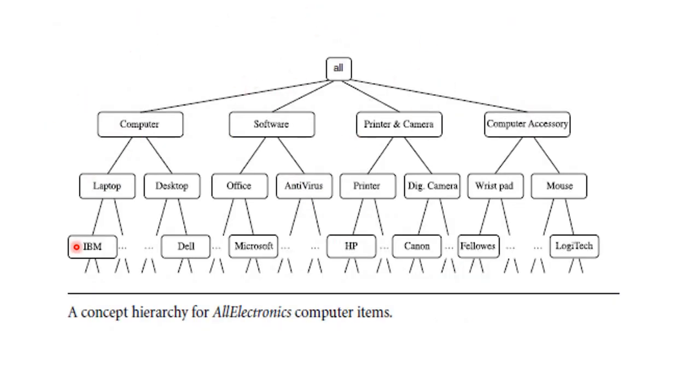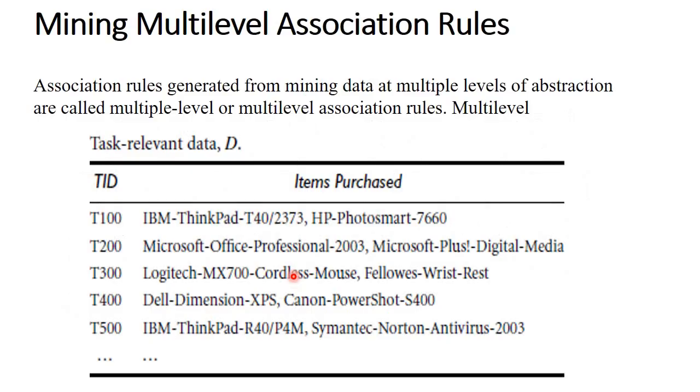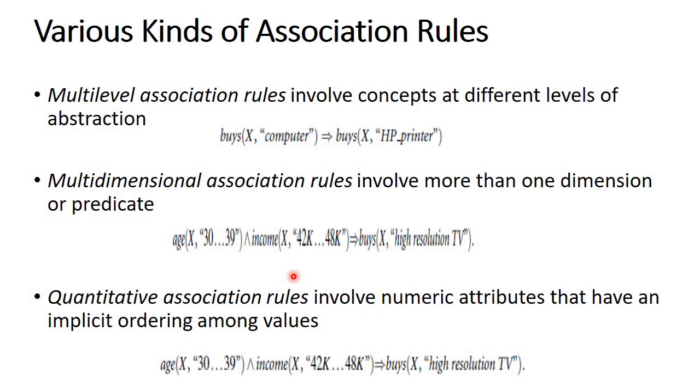So this is nothing but a concept hierarchy which we have already seen in our theory classes. So computer is present at level 1 and HP printer is somewhere here, present at level 3. So when we have items in an association rule which are present at different levels in a concept hierarchy, then we say such an association rule is a multi-level association rule.